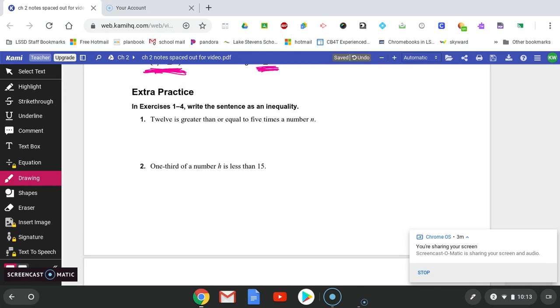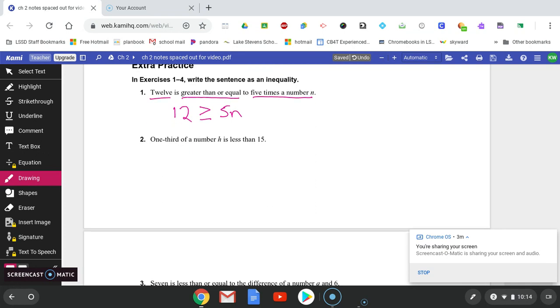All right, so we're starting off by writing the sentence as an inequality. So it says 12 is greater than or equal to 5 times the number n. So we're just going to read it one piece at a time. So it says 12, and then it says is greater than or equal to. Greater than or equal to would be this symbol here. And it's greater than or equal to 5 times the number n. 5 times the number n we could write as 5n. That's it. That's all it's asking us to do, writing it as an inequality.